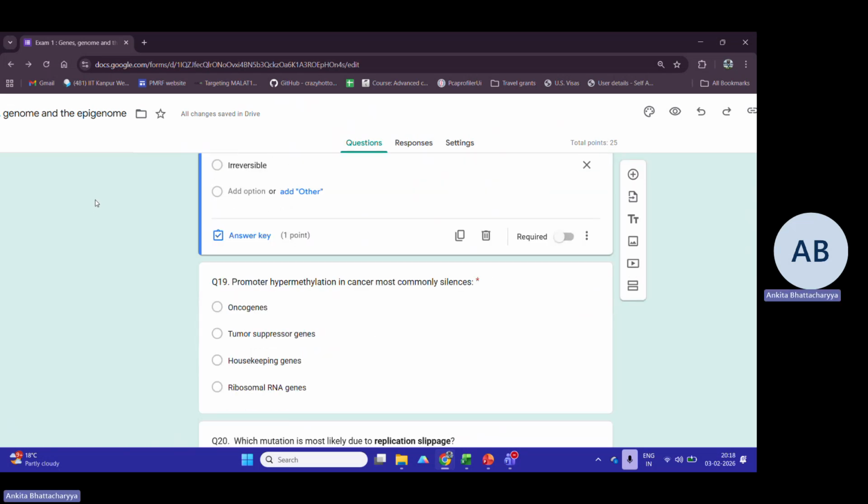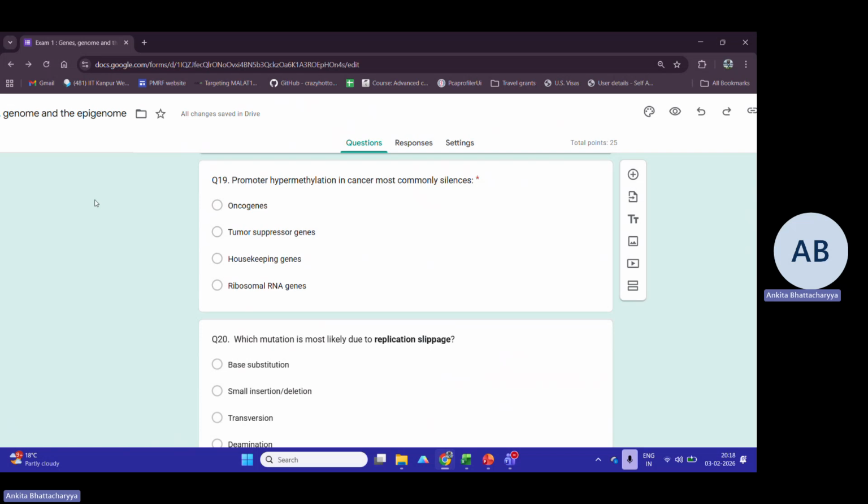Next, promoter hypomethylation in cancer most commonly silences A. Oncogenes, B. Tumor suppressor genes, C. Housekeeping genes, or D. Ribosomal RNA or rRNA genes.